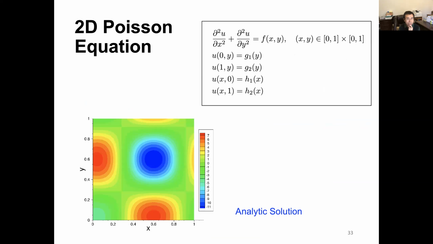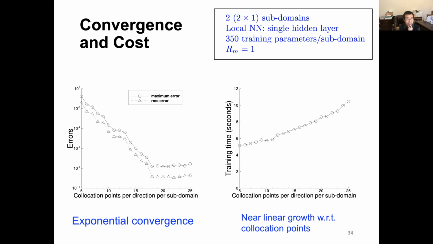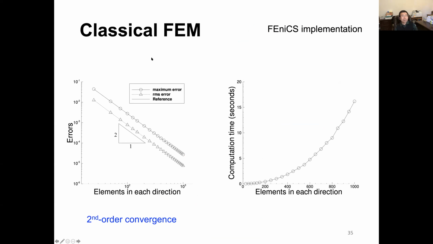Now, this is the 2D Poisson equation. Here are the errors as a function of collocation points. Here we have two subdomains, etc. And that's the training time as a function of the collocation points. There's a near linear growth. That's the classical FEM, with second order convergence, computing the same problem. Here we vary the mesh size, and this is the computation time versus the elements per direction.